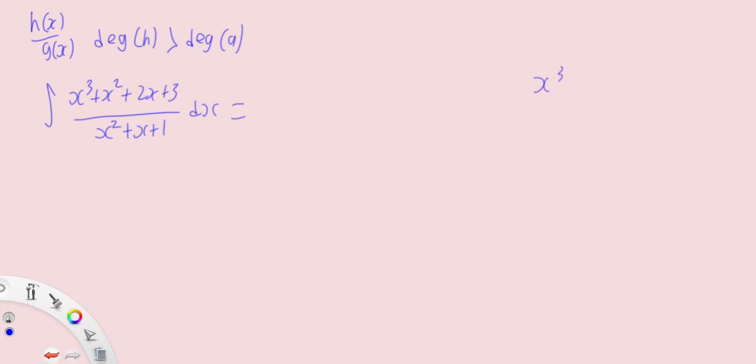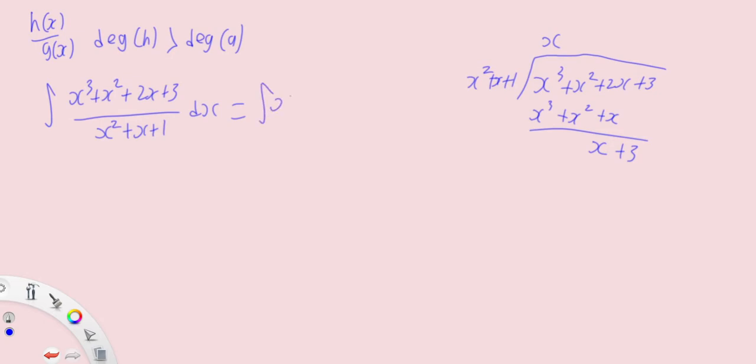So we have x cubed plus x squared plus 2x plus 3. Okay, if you're good at this, you don't actually need to do this, but I'm just going to show it to you guys. So firstly, get rid of x cubed, so I get x cubed plus x squared plus x. Okay, everything is perfect. I'm left with x plus 3. Alright, so now I know that my function will be converted to x plus 3 over x squared plus x plus 1 dx. Okay, now it's very simple. The x becomes, well, x squared over 2.